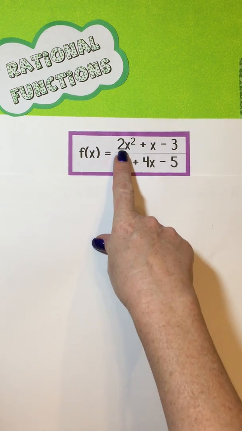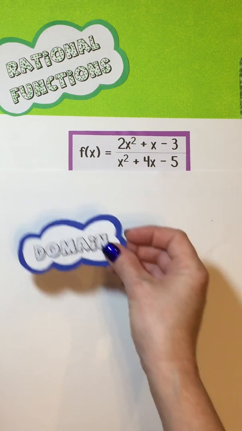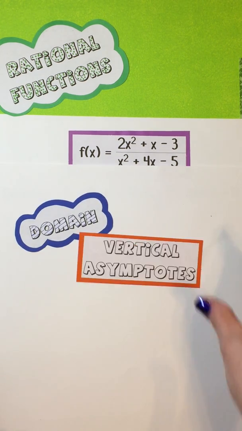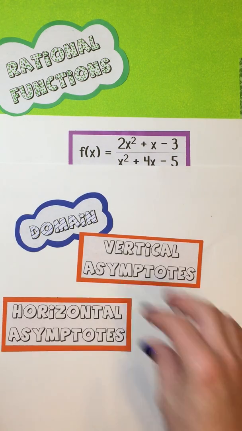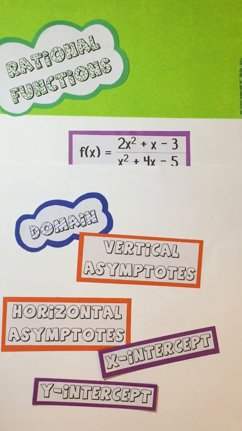Now, a little bit trickier because we have a leading coefficient. So from here, go ahead and pause. Remember the things that you're looking for. You're looking for the domain. You're looking for the vertical asymptote. Horizontal asymptote, you're looking for the x-intercept and the y-intercept. So go ahead and pause for a moment as you work this problem out, and we'll compare our answers.